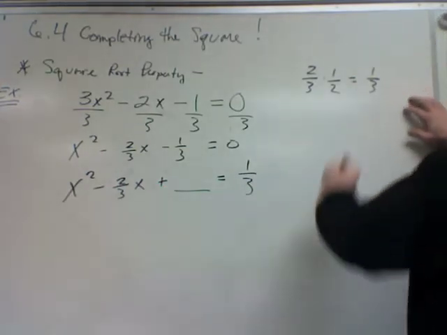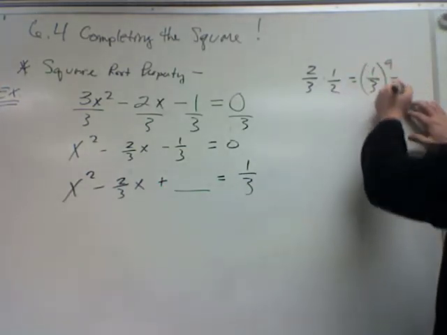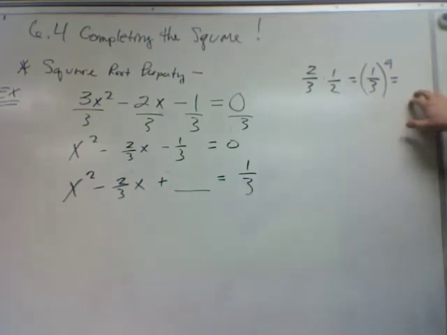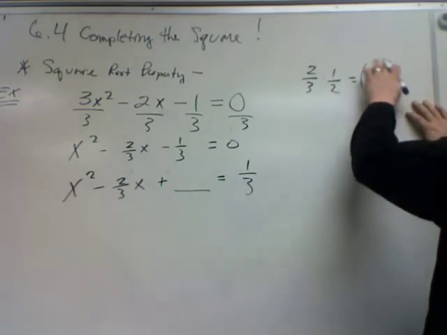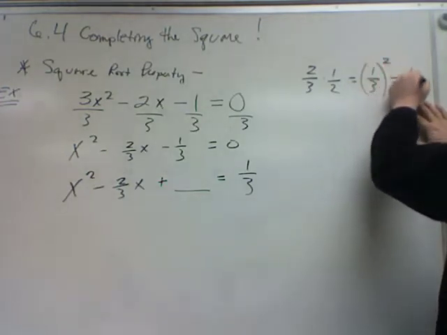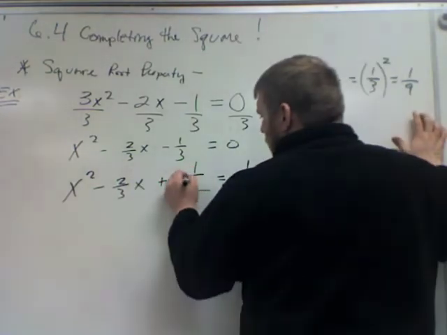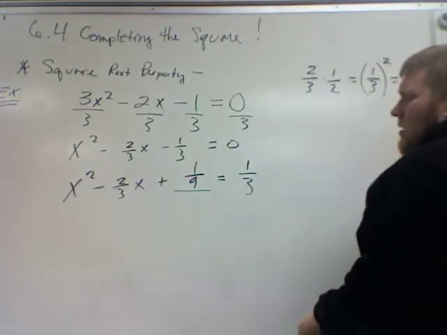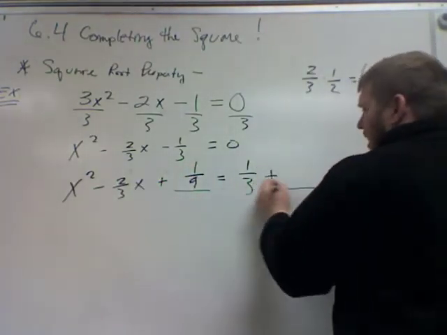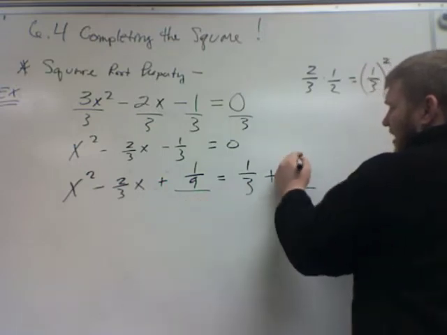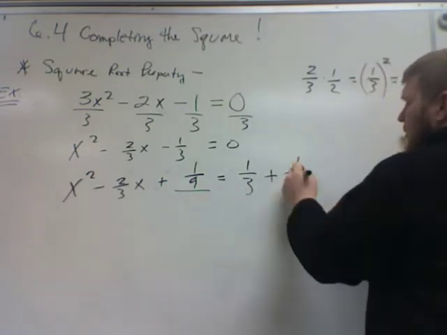Then I've got to square this value, which is 1/9. Okay, square this. I square the top, square the bottom, I get 1/9 there. So 1/9 goes there, and then whatever I add to that side, I also have to add to this side. So 1/9 goes here as well.